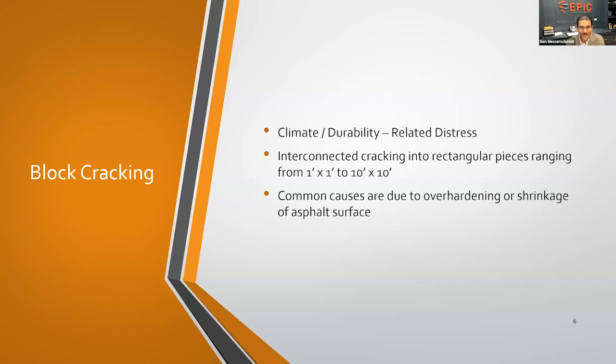Block cracking. So this makes more sense with the actual images. So I'm happy now you all can see it. And again, just with those bullet points here of it being climate based and the overall sizing, the 1 foot by 1 foot up to 10 by 10. And then really the main cause is going to be from over hardening or shrinkage of that asphalt surface.